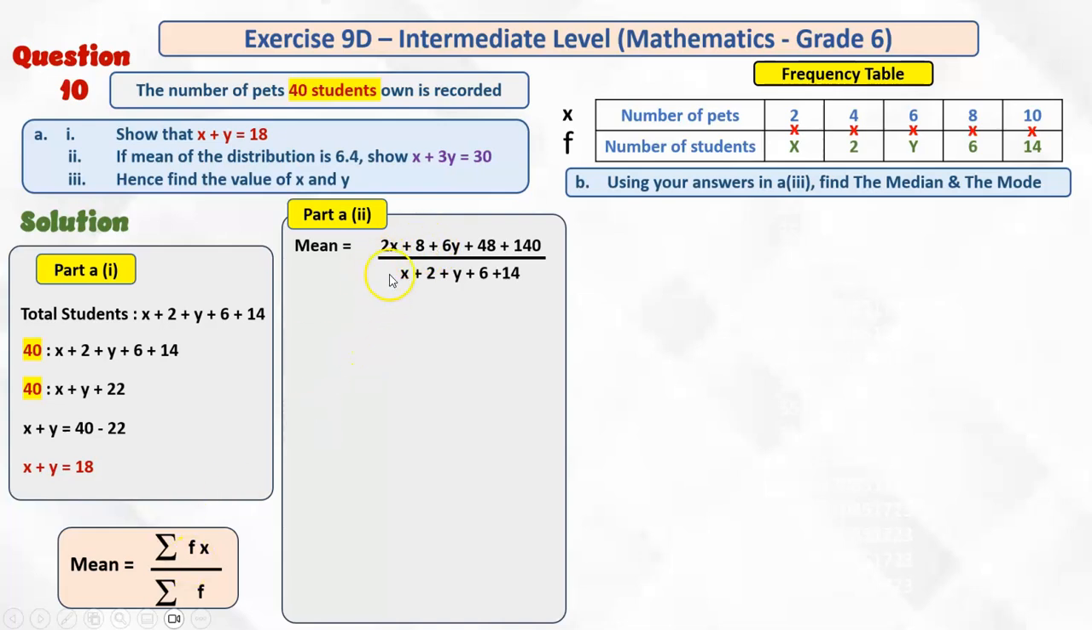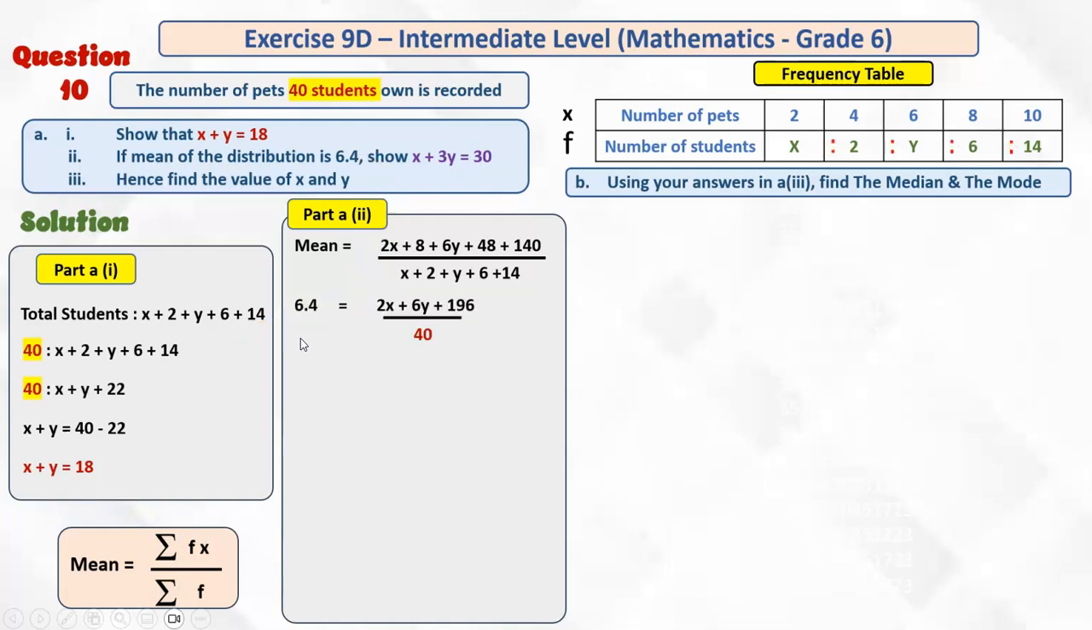Since it is a summation, we would write 2x plus 8 plus 6y plus 48 plus 140, and we have to divide it by the sum of all the frequencies. And what is the sum of frequencies, which is f? This is x plus 2 plus y plus 6 plus 14. Moreover, we already know that the mean of the distribution is 6.4, and x plus 2 plus y plus 6 plus 14 is actually 40, which is the total number of students.